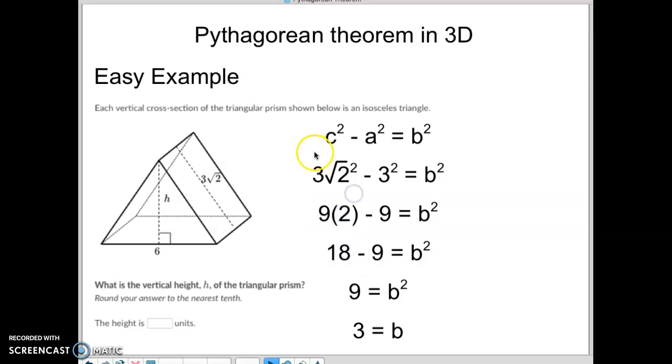So, again, square this number, you get 9. The square and the square root cancel each other, leaving a 2 left over, and then we take that 9 and that 2, we multiply them together to get the 18. We then do the 18 minus 9 is 9. We then do the square root of 9, which is 3. And so we know that the height of h is then 3 units long. Okay, that's the easy example.